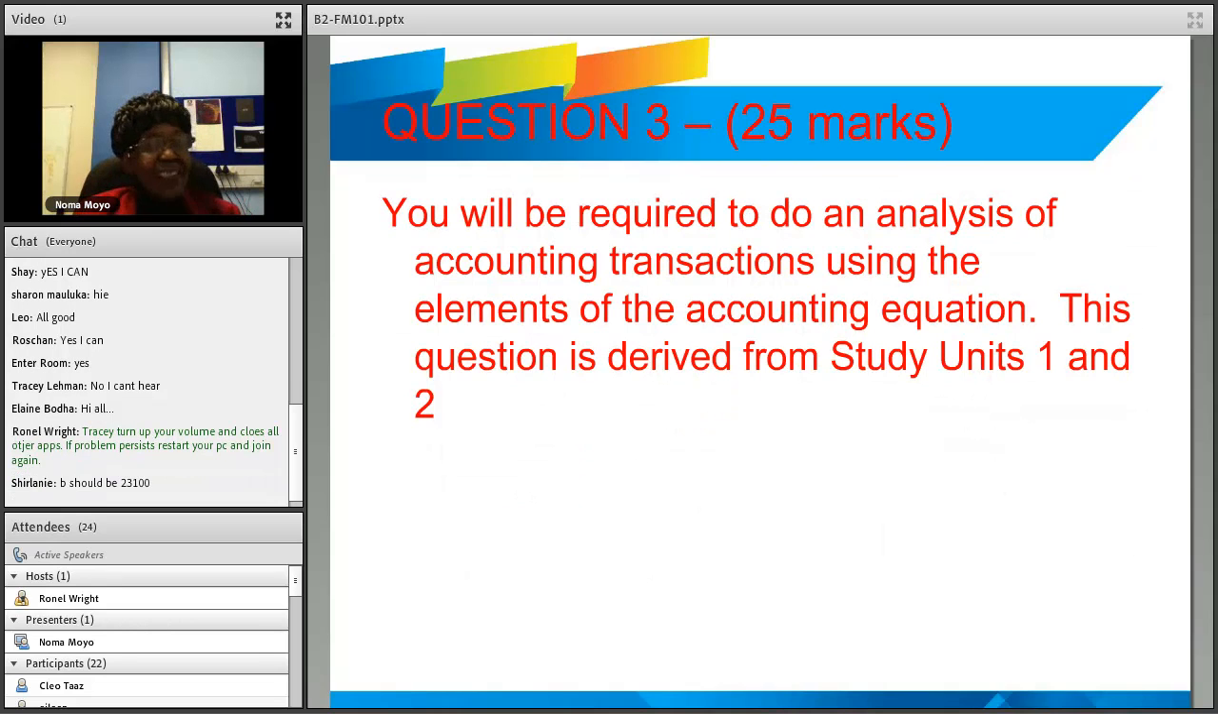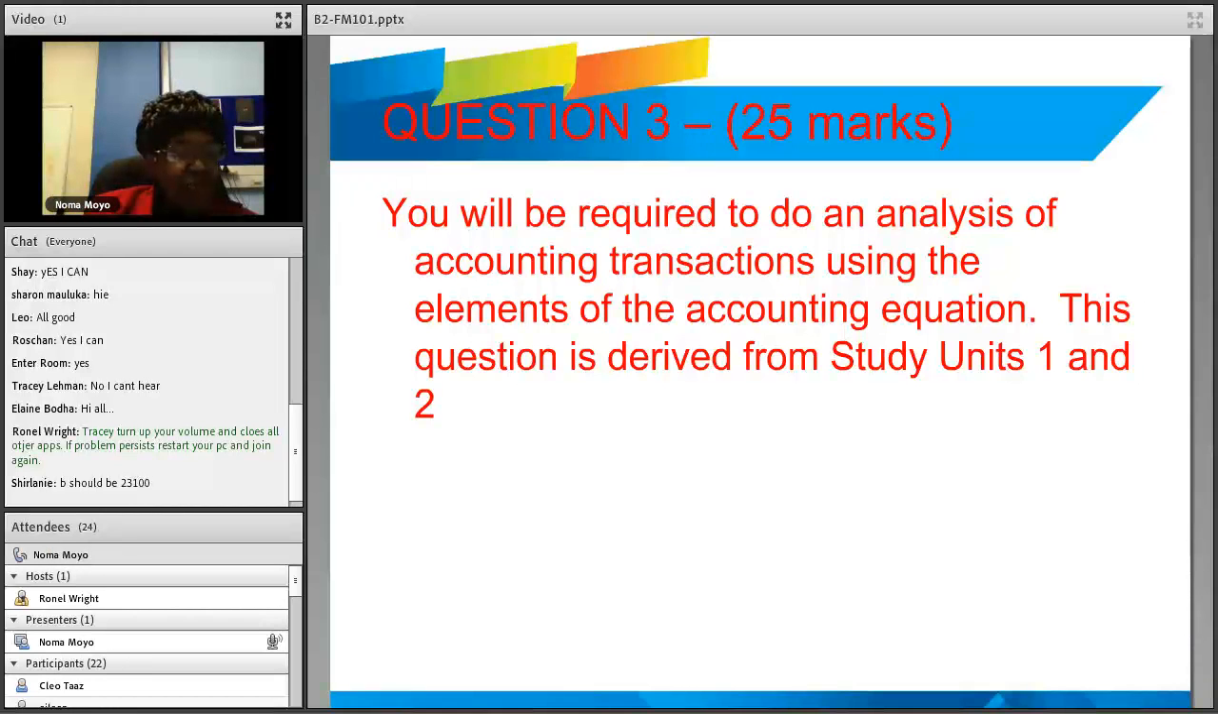Now, your question 3, what is required on question 3? It says you will be required to do an analysis of accounting transactions using the elements of the accounting equation. This question is derived from Start Unit 1 and 2.